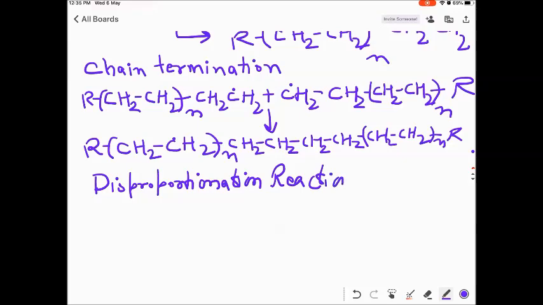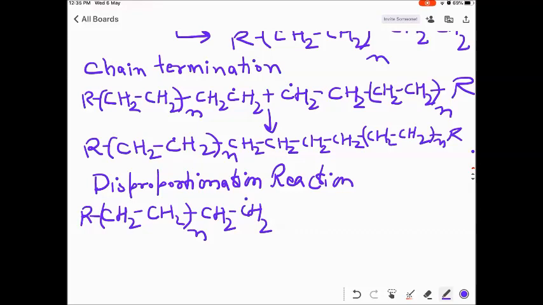So let us write how disproportionation occurs. Again, writing the two chains. In disproportionation, one chain is oxidized and the other chain is reduced. That is why the name disproportionation reaction. We can write the another chain like this. So we can show how hydrogen gets abstracted from here.